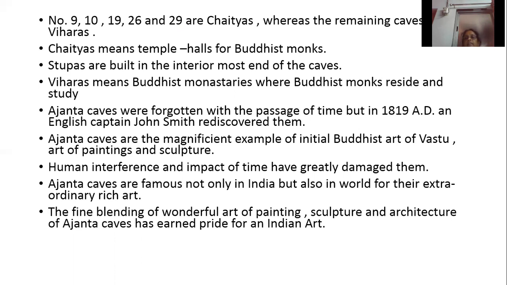And when it was constructed in the 2nd century, it was forgotten with the passage of time. Who rediscovered these caves? John Smith, when in 1819. Which caves are the excellent specimen of early Buddhist art of Vastu, painting and sculpture? Ajanta caves. How are these caves damaged? Because of human interference and the impact of time. Ajanta caves are famous not only in India but all over the world, and it is the best specimen of the blending of painting, sculpture, and architecture.